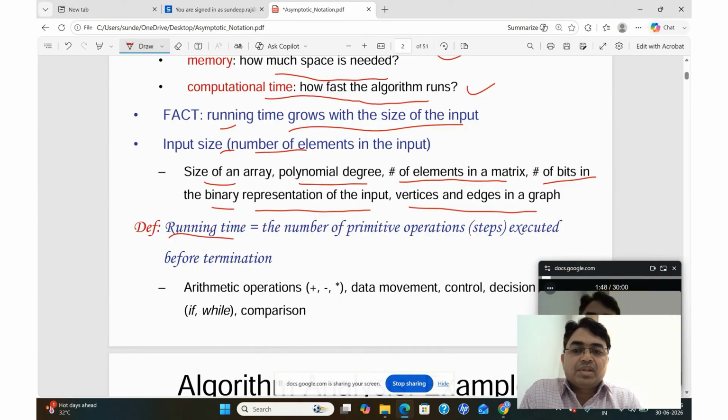Running time, the definition of running time of a particular algorithm: the number of primitive operations or the steps executed before termination. So when our algorithm starts from the initial step, how many steps it has executed before termination will be the number of primitive steps. In addition, these will decide the running time.